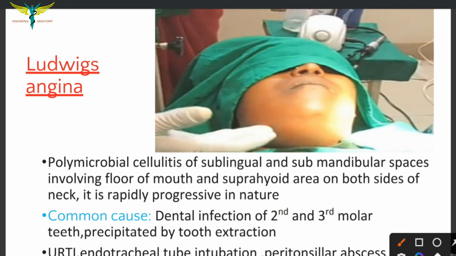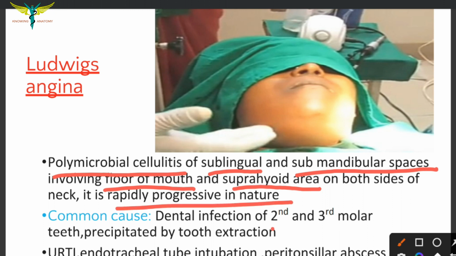Ludwig's angina. Ludwig's angina is a polymicrobial cellulitis of the sublingual and the submandibular spaces. It involves the floor of the mouth and the suprahyoid area on both sides of the neck. Ludwig's angina is rapidly progressive in nature. The common causes are dental infection of the second and third molar teeth, and it is precipitated by tooth extraction.